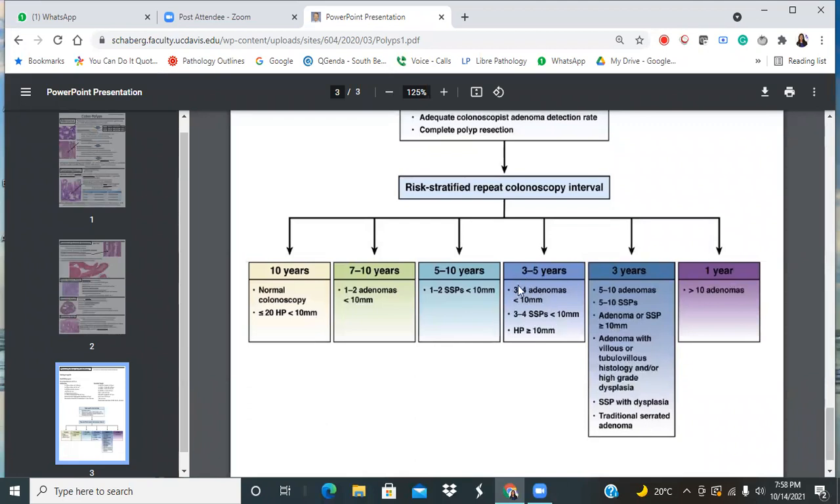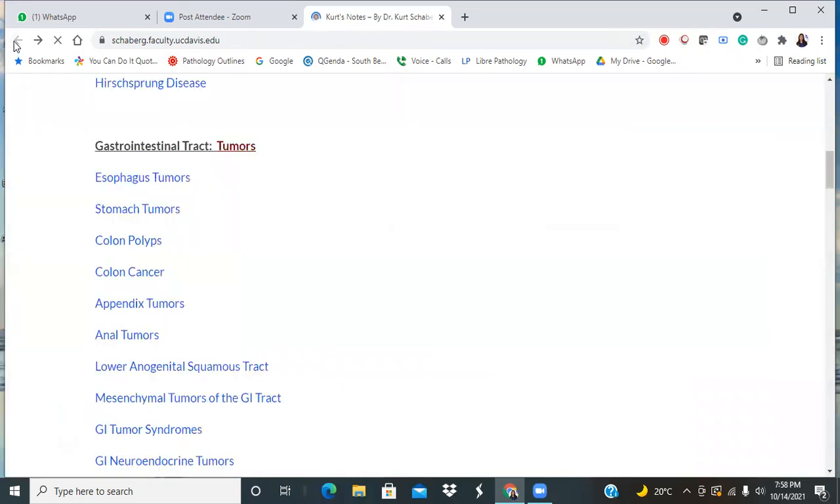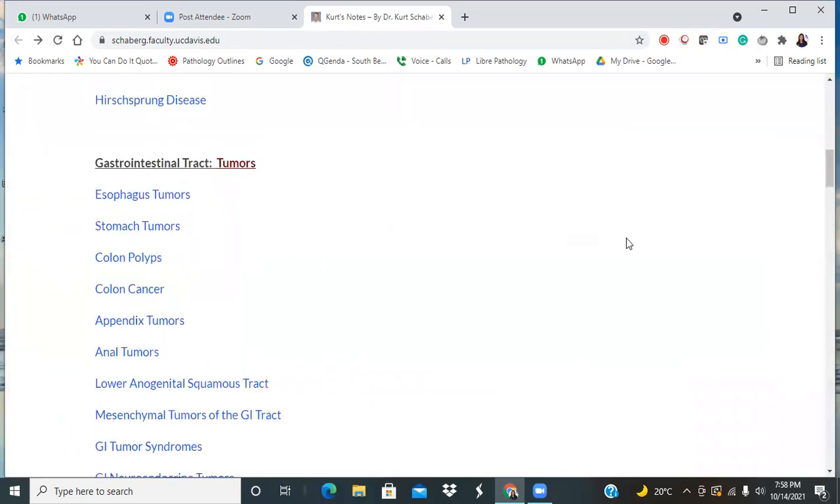3 to 5, so 3 is the cutoff. 3 to 4 adenomas less than 1 centimeter, or 3 to 4 SSPs less than 1 centimeter. Any hyperplastic polyp more than 1 centimeter will be 3 to 5 years. 5 to 10 is 1 to 2, so then 1 to 2 SSPs is important. And then 1 to 2 adenomas, 7 to 10, and less than 10 hyperplastic polyps less than 1 centimeter is 10 years. All right, so that concludes our polyps. Now tell me, how does it look for other people?